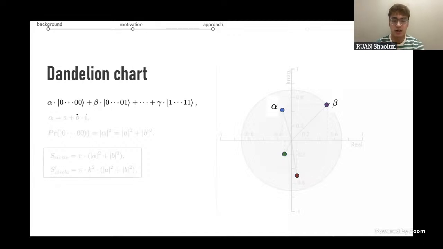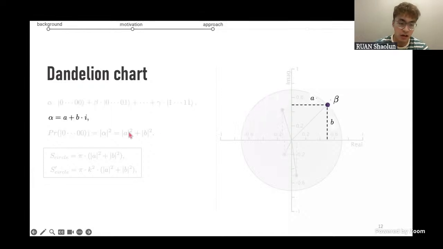So here is what our dandelion chart looks like. Basically it visualizes the quantum states, and I'll illustrate the principles here. So first, we've got an arbitrary quantum state which consists of multiple basis states, as you already know. And let's say we use multiple dots to indicate the amplitude here. The amplitude means alpha or beta for each basis state.